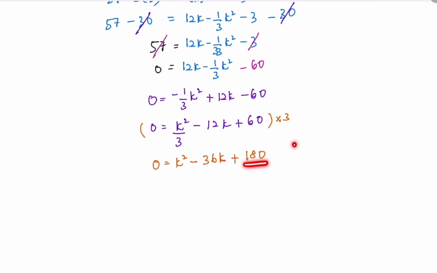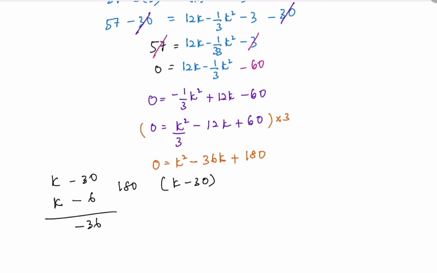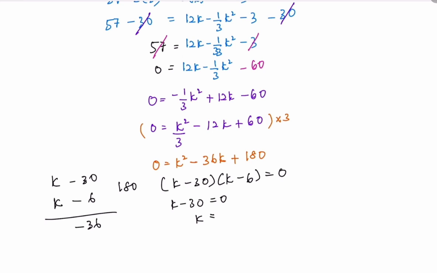180 is 30 times 6. That is going to be equal to 180. And minus 30 and minus 6, that is going to be negative 36. So our factors would be K minus 30 and K minus 6, which is equal to 0. So let's solve for K. K minus 30 equal to 0, so my first K is 30, and K minus 6 equal to 0, my second K will be 6.